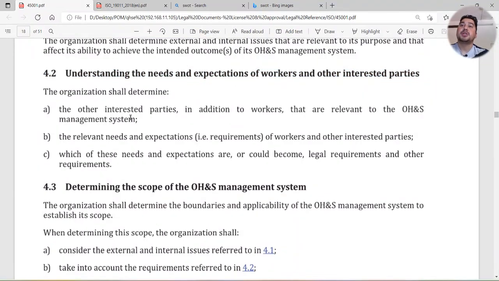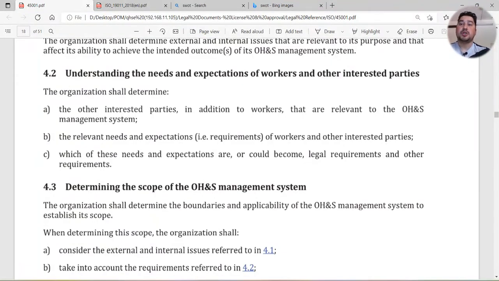First, other interested parties in addition to workers that are relevant to the occupational health and safety management system. Not only the worker, they are your interested parties. Other than workers also need to be identified. The relevant needs and expectations, meaning requirements of workers and other interested parties, you have to identify. Which of these needs and expectations are or could become legal requirements and other requirements, that also you have to identify.